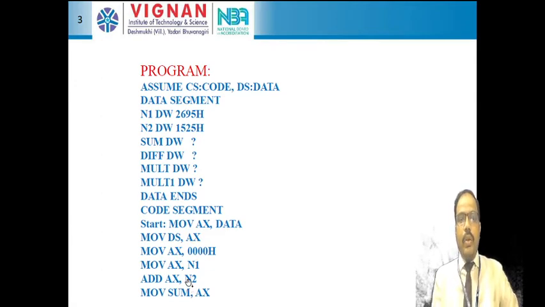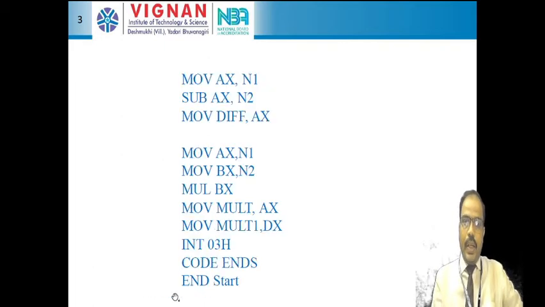ADD AX, N2. That means the content of AX, which is N1, number 1, will be added with number 2 and the result is stored in AX. Now we have to store it in the memory location reserved for sum. Therefore MOV sum, AX. Whatever result we are getting is stored into the sum data memory location.